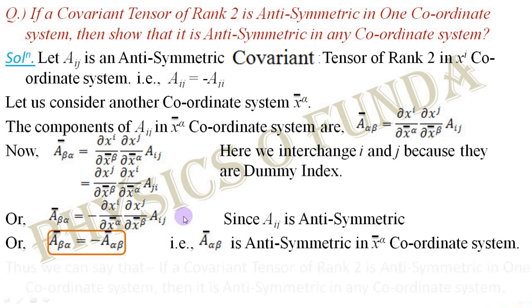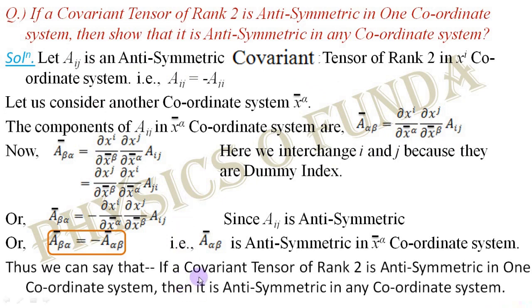That means we can conclude that if a covariant tensor of rank 2 is antisymmetric in one coordinate system, then it is antisymmetric in any other coordinate system.